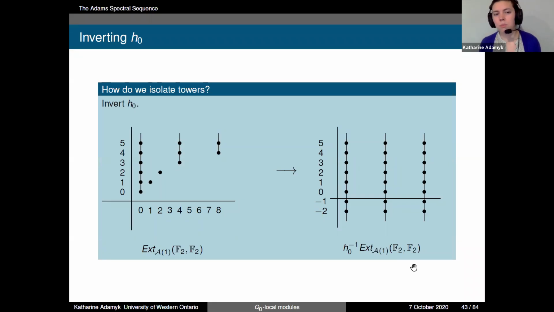One thing we might want to know is where this h0 periodicity appears. For one thing, it's just interesting to see where these towers appear, but also it can be easier to study the E2 page of the Adams spectral sequence by isolating one type of periodicity at a time. So we're going to isolate the h0 periodicity by inverting the class h0. This means each h0 tower turns into a tower that's infinite in both directions, and anything that's h0 torsion just goes away. So anytime you see this notation, h0 inverted Ext over A1, you should think we're looking for towers.